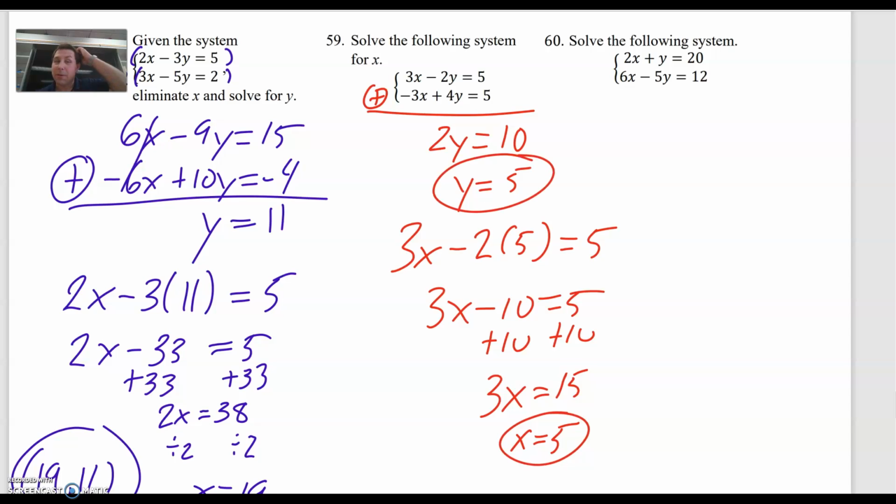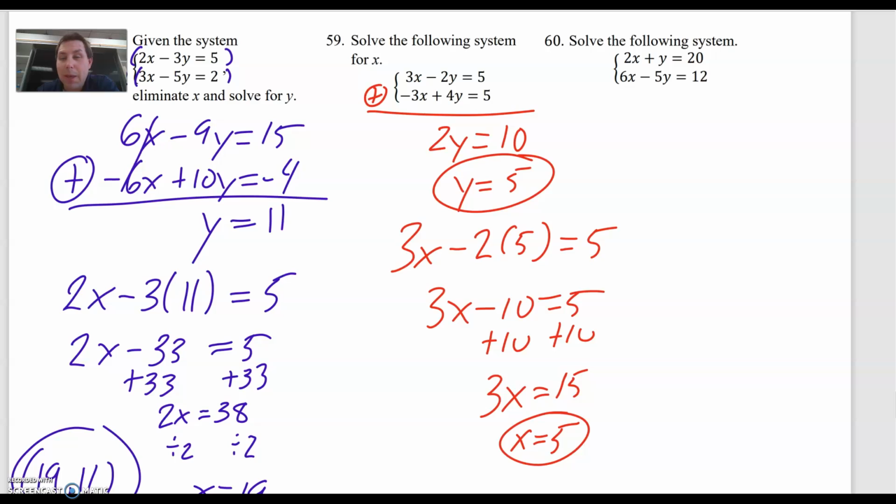There is another way you could have done it. If you wanted to, you could have canceled out the y's and then just solved straight up for x. To do that, you just have to multiply that by positive 2, and then you'll get the same answer if you want to go that route. But for the sake of the video, I'm going to keep what I have here. It was just set up really nicely, and I'm just going to go straight forward and eliminate the x's. Okay? All right, moving on to 60.